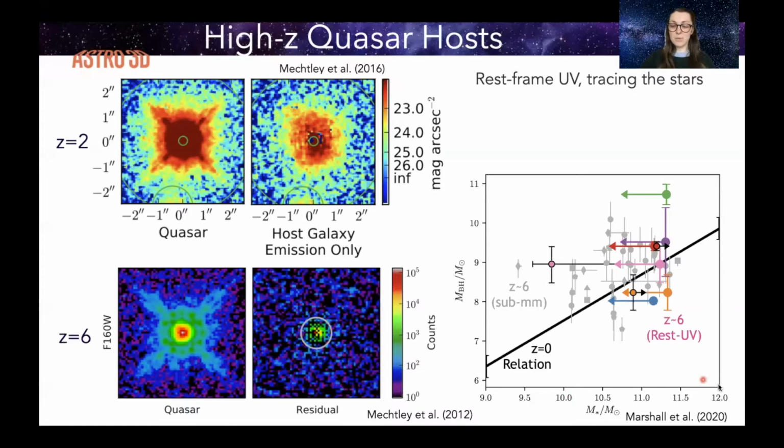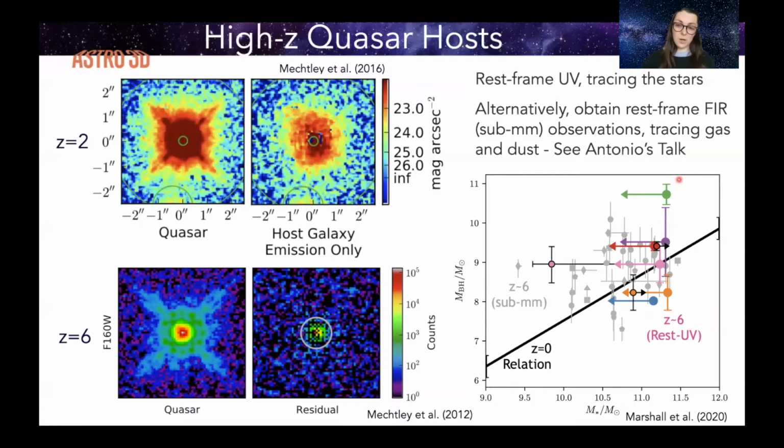So here is a study that we published earlier this year looking at a small sample of redshift 6 quasars. You can see that we, using the subtraction technique, have got stellar mass limits, and we can now place these objects on the black hole stellar mass relation. But we've only got limits. At the moment, we really would like detections. In terms of measurements, we can alternatively go to the rest frame far infrared. However, that's tracing the gas and the dust in the galaxies. So it doesn't tell us about the stellar properties, which is typically where these black hole host correlations exist.